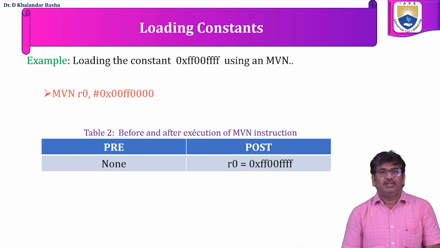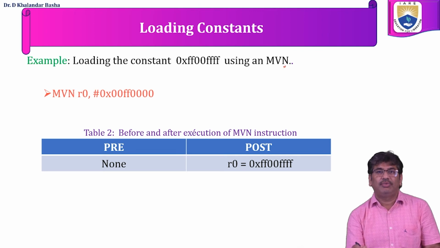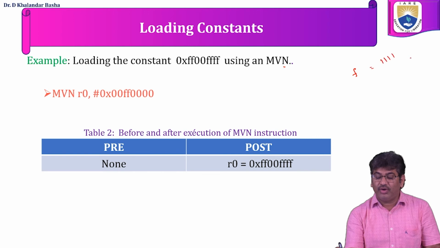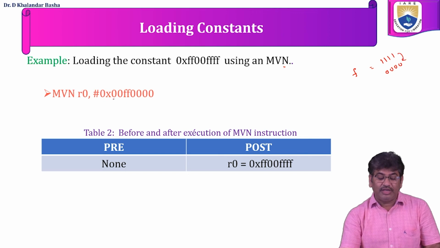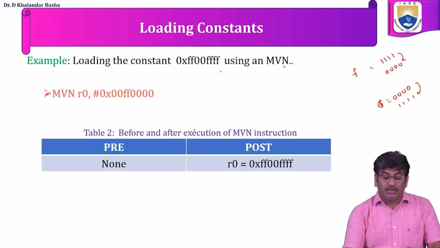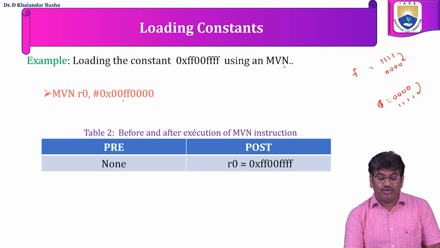Next, loading the constant 0xFF00FFFF using MVN, move negate. It is going to do the complement of the value. So in MVN, wherever 1 is there, we have to replace it with 0. Here we have F, and F is equivalent to 1111. The complement of it is 0000. So in MVN, wherever F is there, it will be replaced with 0. And 00, which is 0000 0000, the complement will be 1111 1111. So wherever 00 is there, it will be loaded as FF. So FF will be written as 00, and 00 as FF, giving 0x00FF0000.